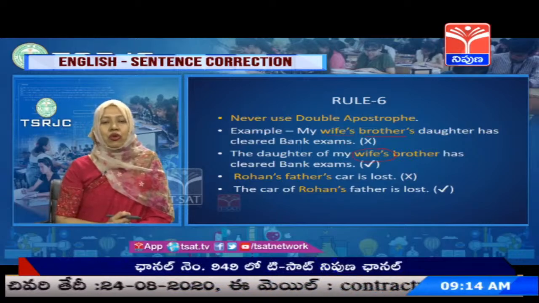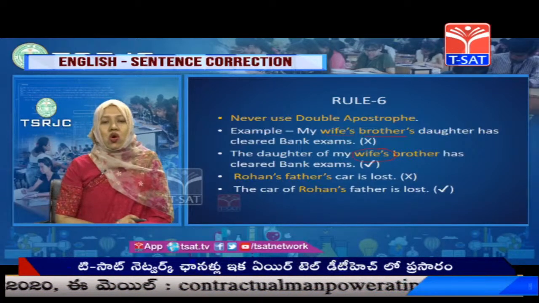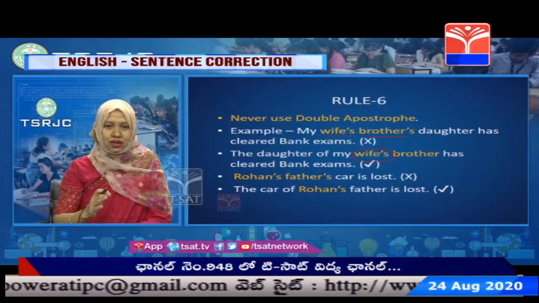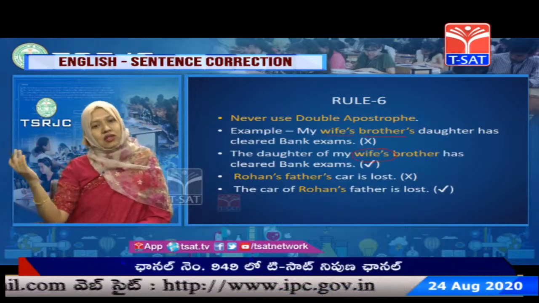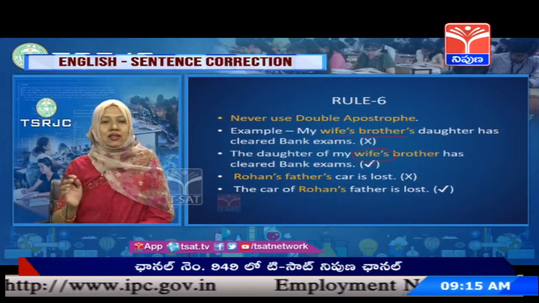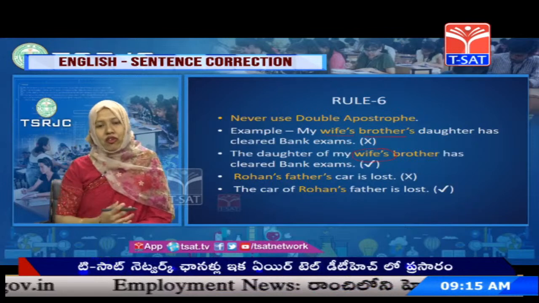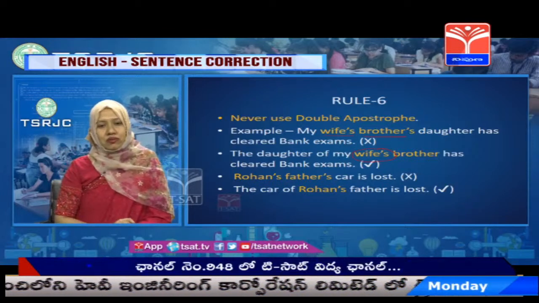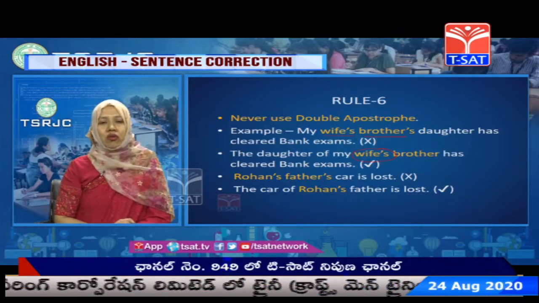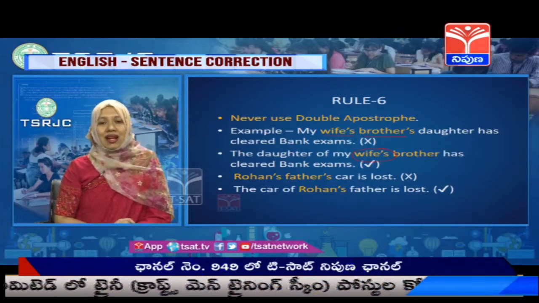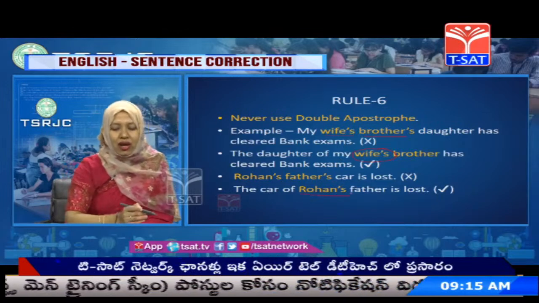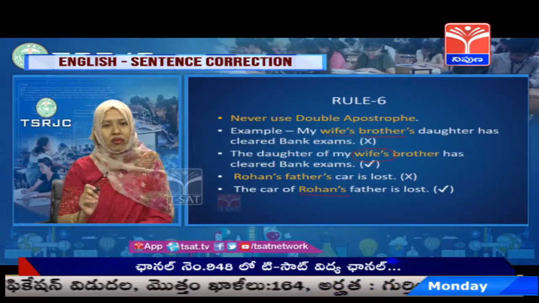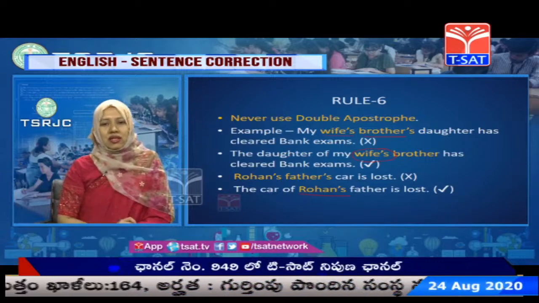Let us look at one more example. Rohan's father's car is lost. Again in this sentence, while giving information, double apostrophe is used. Again this sentence is wrong. You must say, the car of Rohan's father is lost.